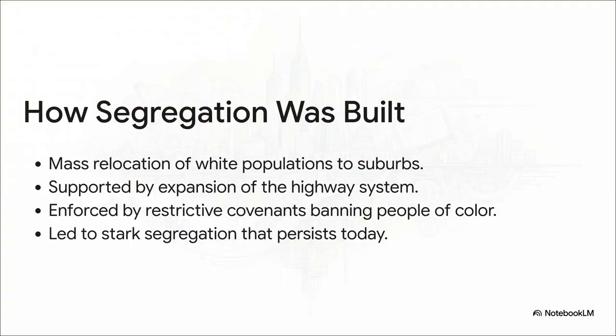Now, it's really crucial to understand this wasn't just a random migration. It wasn't just people deciding they wanted a backyard. It was actively engineered. First, you have the new highway system that made it possible to live way outside the city. But it was also enforced by discriminatory policies like restrictive covenants. These were actual legal agreements written into property deeds that explicitly banned people of color from buying homes in these new suburban neighborhoods. The result was the creation of a deeply divided landscape, a pattern of racial and economic segregation whose lines are, frankly, still visible in many American cities today.